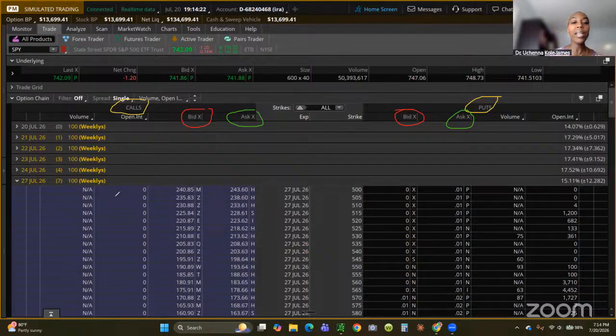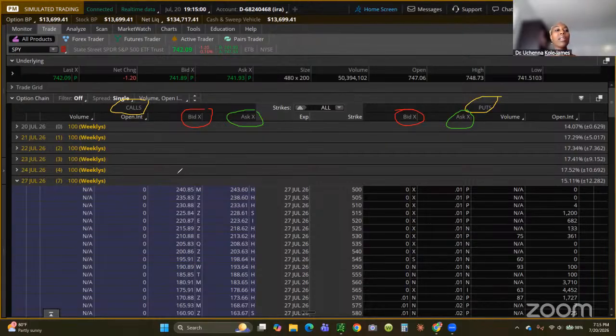The calls are on the left side of the option chain. The puts are on the right side of the option chain. I circled those in yellow. Then where you buy at is called the ask price. I circled those in green. Where you sell at is the bid price. I circled those in red. So like what we talked about last week, if you want to sell a covered call, you would left click on the bid, whatever expiration date that you choose, and whatever strike you choose, that's the option that you want to get into. Make sure you're selling at the bid.